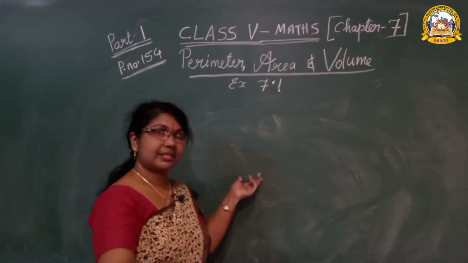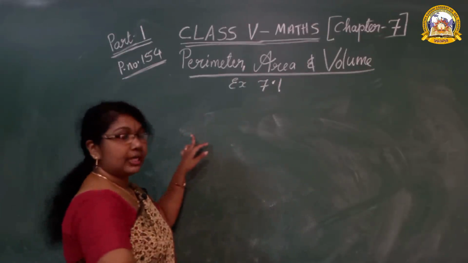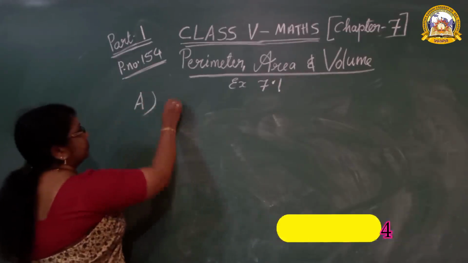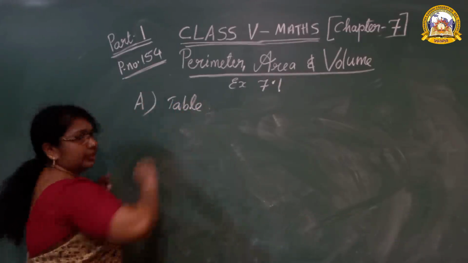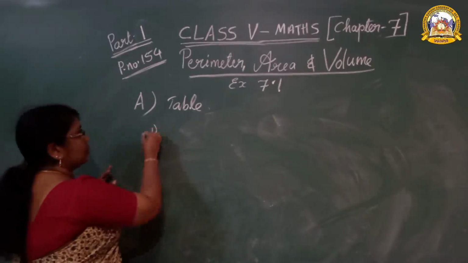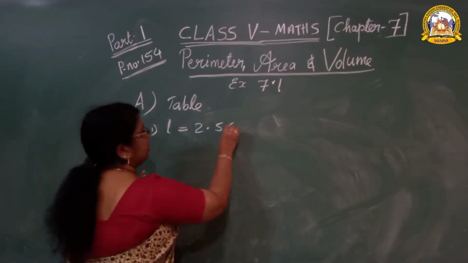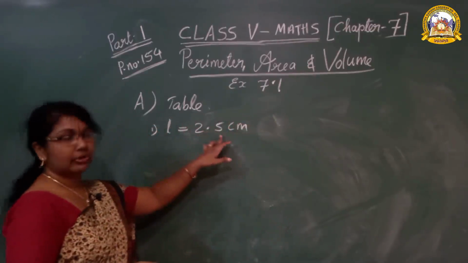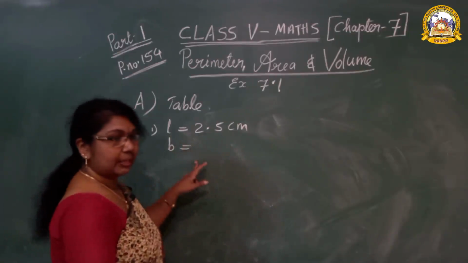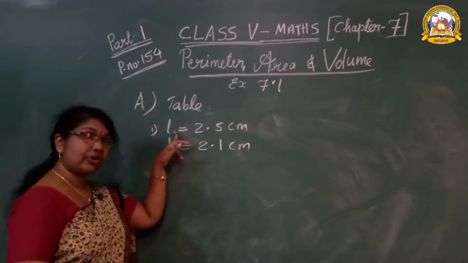Now let's start the exercise. Only study the first exercise, perimeter of rectangle. Exercise 7.1. Complete the table. Here you have to complete the table. That figure is written only for a rectangle. First one, length. Length is written there, 2.5 centimeter. What is the length? 2.5 centimeter. Now see what breadth is given. See the table: 2.1 centimeter.